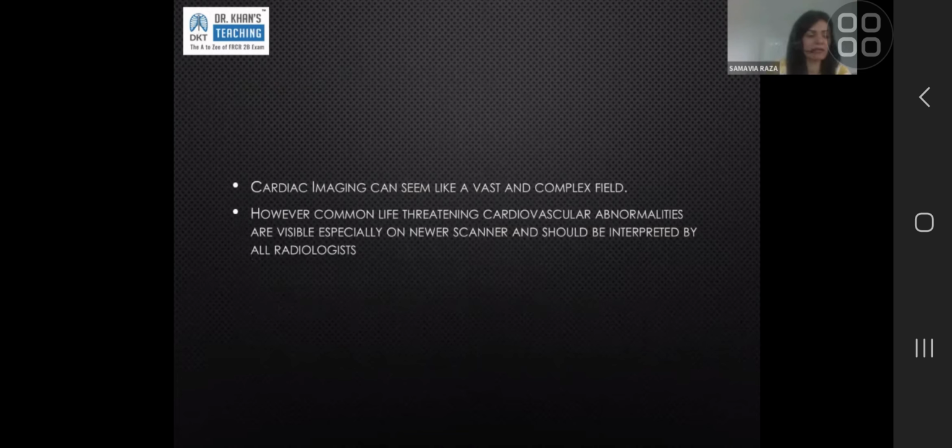In the end, I would say cardiac imaging can seem like a very complex field. It shouldn't be for a radiologist. And given the shortage, I would implore more of you to consider this as a subspecialty to develop. Again, worth commenting that some of the most common life-threatening cardiovascular abnormalities don't even need cardiac imaging. They just need you to be aware of them. And with faster scanners, they can easily be picked up even on non-dedicated cardiac scans by all radiologists.